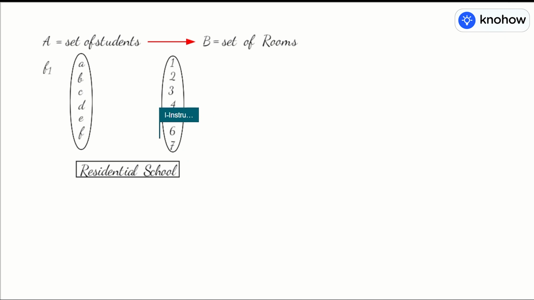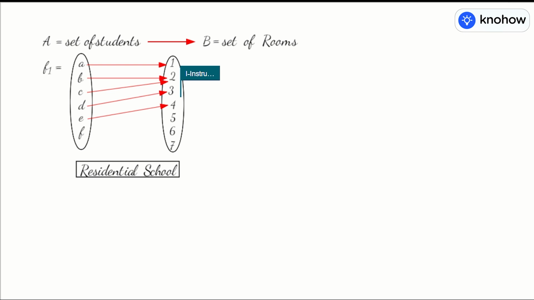Let me call it F1. F stands for function. Already you have done this. Look at this. Student A is allotted room number 1. Student B is allotted room number 2. C is also allotted room number 2. D is allotted room number 3. E is allotted room number 4. And F is required to stay in room number 7. That way, room numbers 5 and 6 are still vacant.